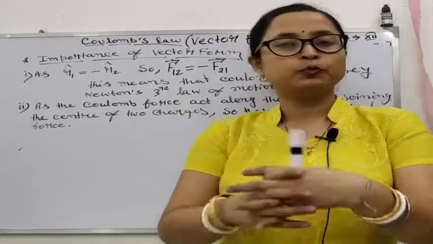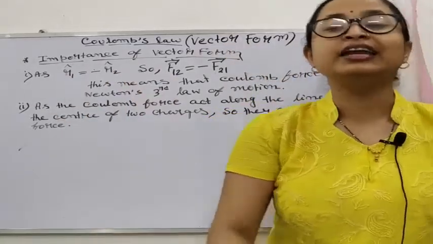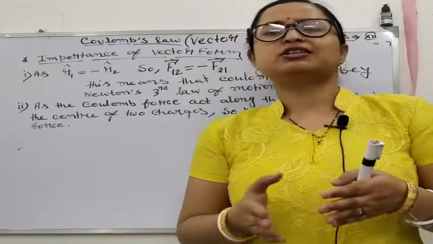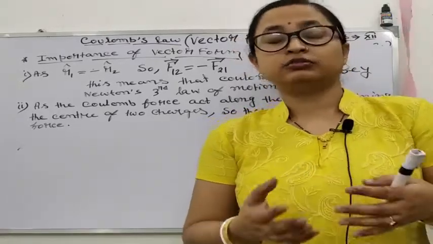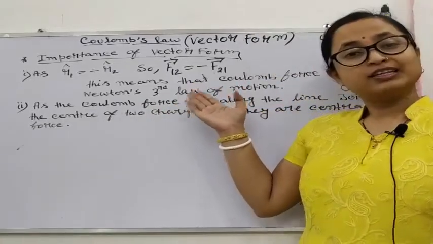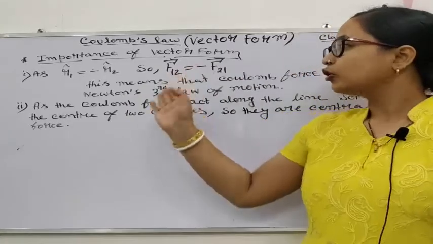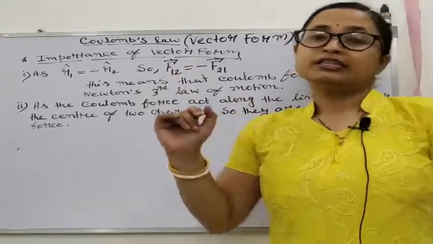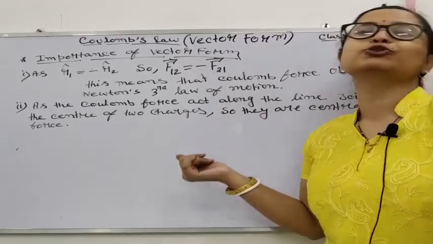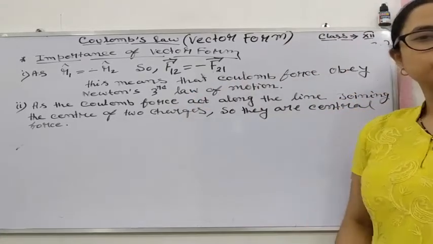Sometimes a question may ask, prove that Coulomb's law follows Newton's third law. Then also you have to write the vector form of Coulomb's law. Sometimes the question doesn't directly ask you to give the statement of the vector form of Coulomb's law. Similarly, it may ask, prove that Coulomb's law is a central force. Then also you have to write the vector form of Coulomb's law. So you can take a screenshot of these two points also.